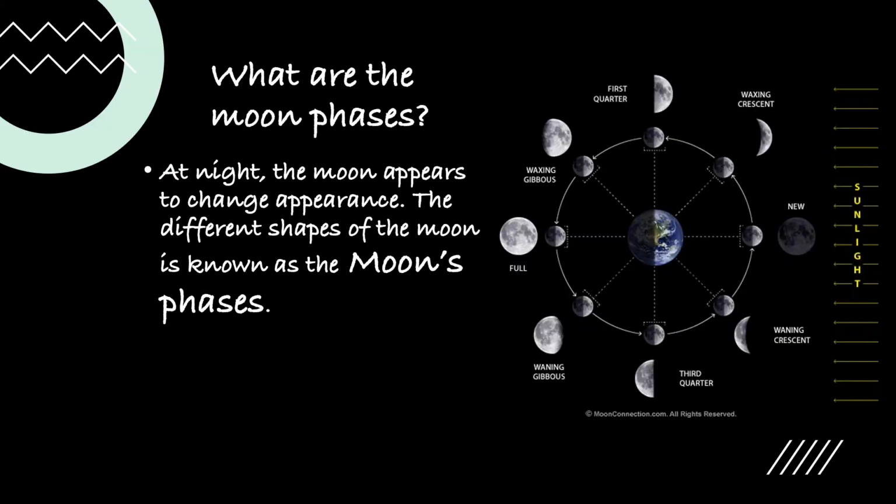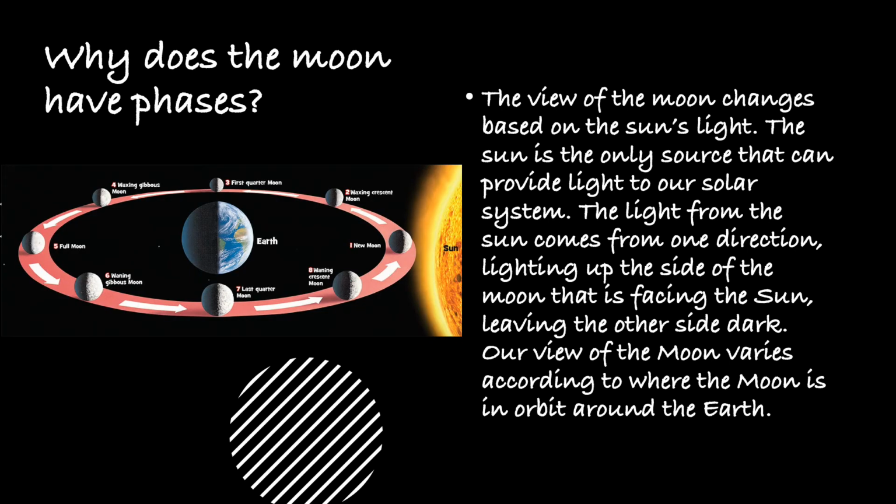When we look at the moon at night, we see a different image. The various shapes that we see are referred to as the moon's phases. You all may question, why exactly does the moon have phases? The moon orbits Earth roughly once per month, making the moon appear as if it's changing shapes. The moon is illuminated because it reflects light from the sun. The part facing the sun is lit up. The part facing away from the sun is darkness.